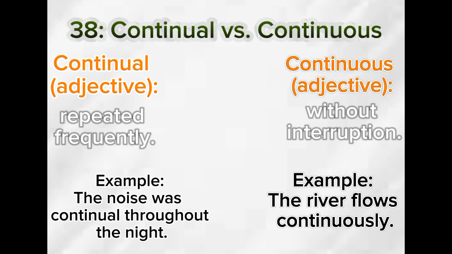Alright, let's look at continual and continuous. Continual means repeated frequently, like, the noise was continual throughout the night. Continuous means without interruption, like, the river flows continuously. So, continual is frequent, and continuous is unbroken. Got it? Great.